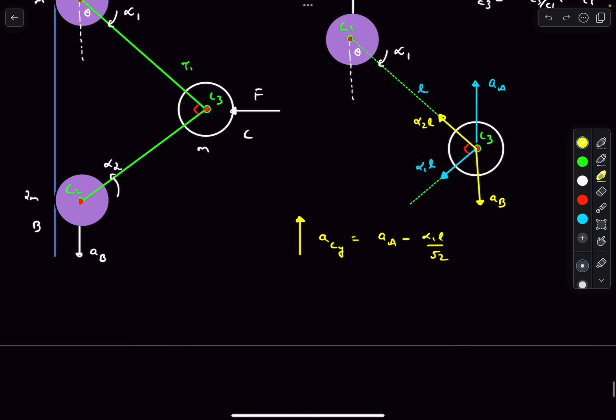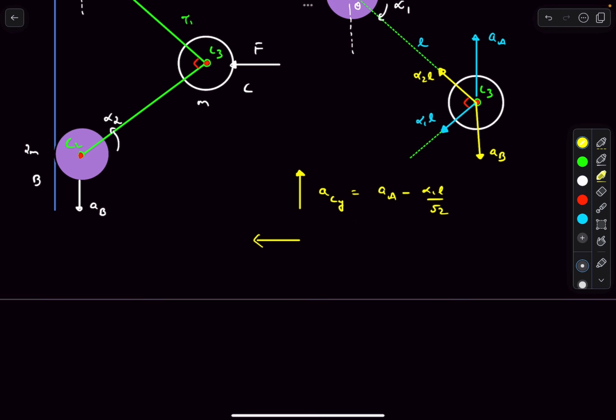So this is ACY in the vertically upward direction, and towards the left, ACX is actually equal to alpha 1 L by root 2, right? So break down this alpha 1 L in the horizontal direction, it will be L by root 2. Okay, this is writing the acceleration using the blue vector definition, right?